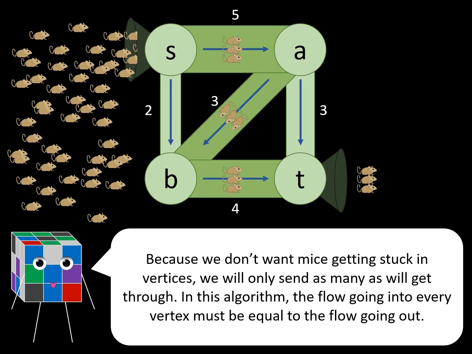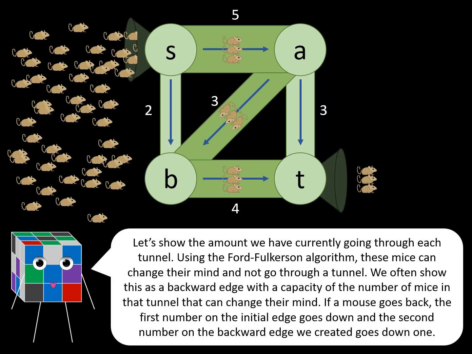Because we don't want mice getting stuck in vertices, we will only send as many as will get through. In this algorithm, the flow going into every vertex must be equal to the flow going out. Let's show the amount we have currently going through each tunnel.